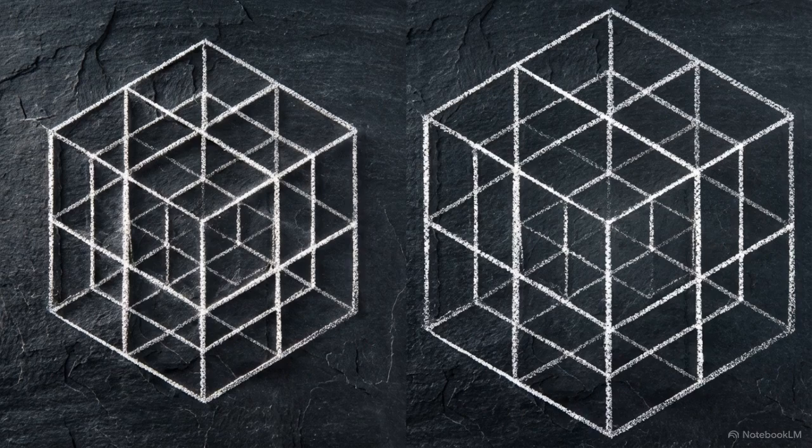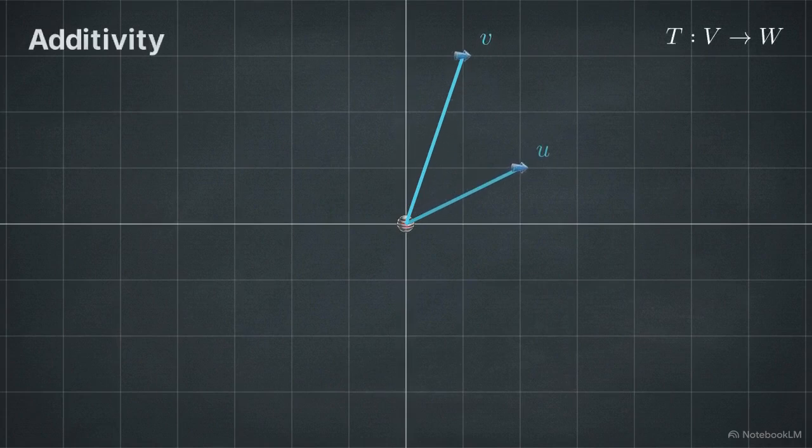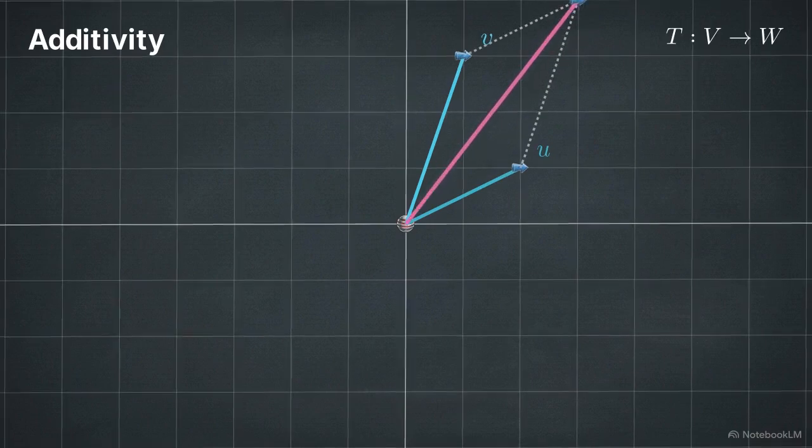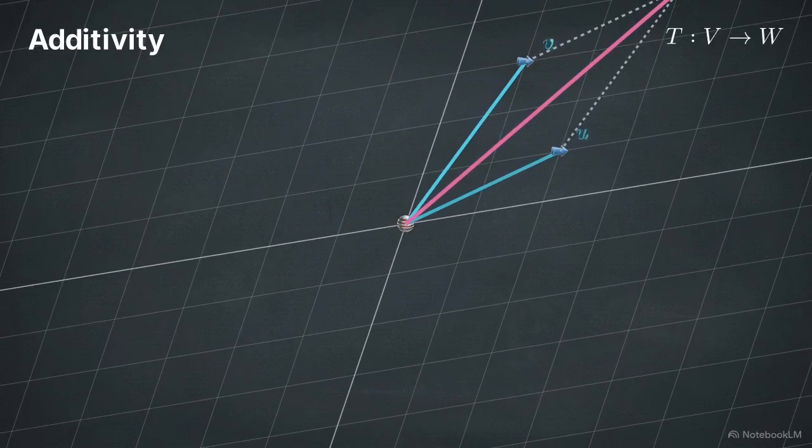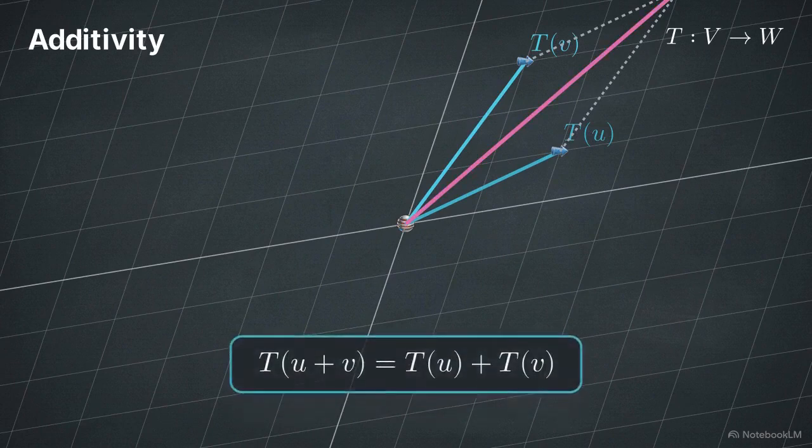Here is a 2D coordinate plane showing two vectors, u and v. If we define a function, T, that moves these vectors from their starting space, the domain, V, to a new space, the codomain, W, it must follow a rule called additivity. If you add u and v together to form this parallelogram, and then transform the result, you get the exact same vector as if you transformed u and v individually and then added them together in the new space.